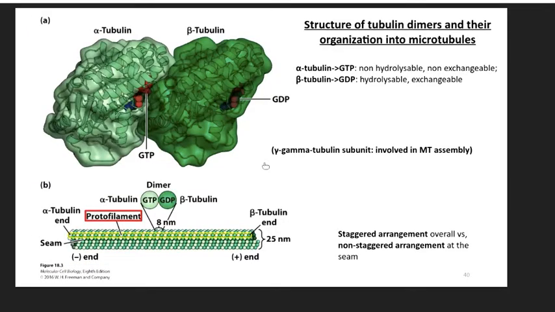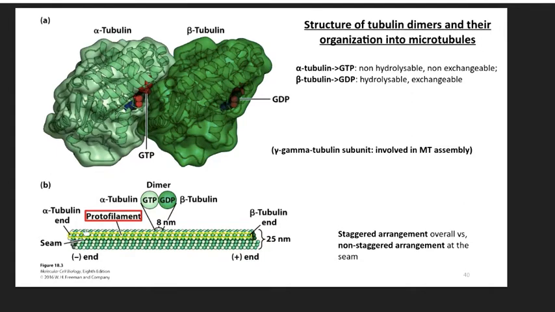Okay. So the structure of tubulin dimers: we know that alpha and beta tubulin are both present, and together they're called tubulin dimers. The GTP bound to the alpha tubulin is non-hydrolyzable and non-exchangeable. The GDP associated with the beta tubulin is hydrolyzable and is exchangeable with GTP. There is another one, gamma tubulin, but we do not consider it here because that is the starting material, involved with the microtubule assembly.